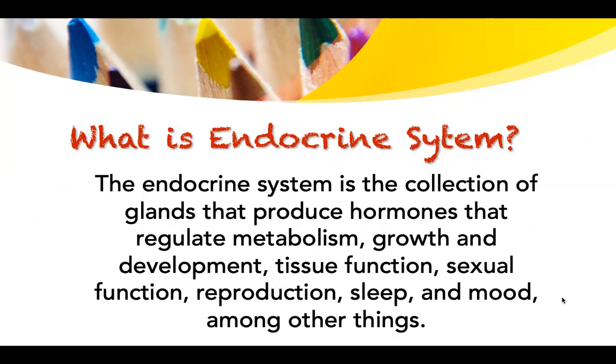What is the endocrine system? The endocrine system is the collection of glands that produce hormones that regulate metabolism, growth and development, tissue function, sexual function, reproduction, sleep, mood, and among other things.